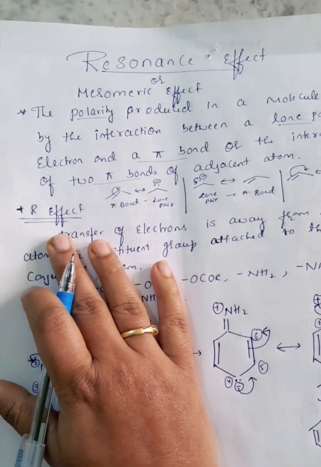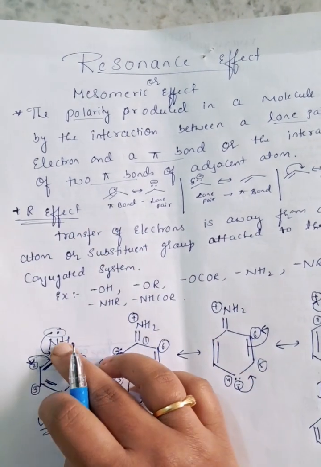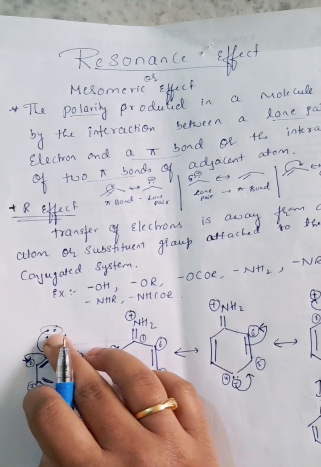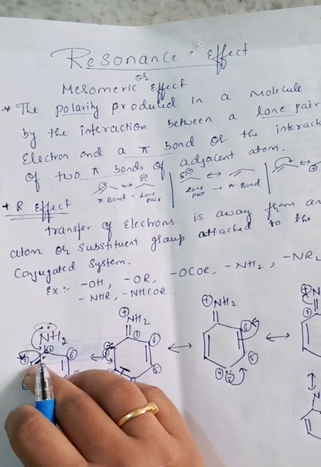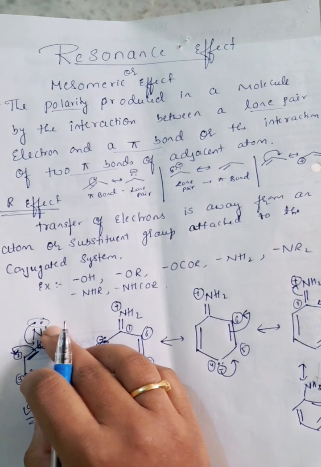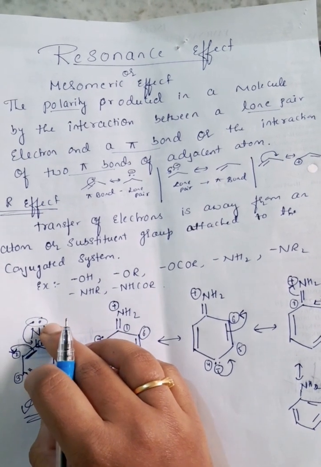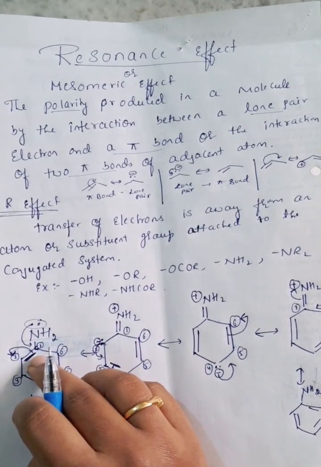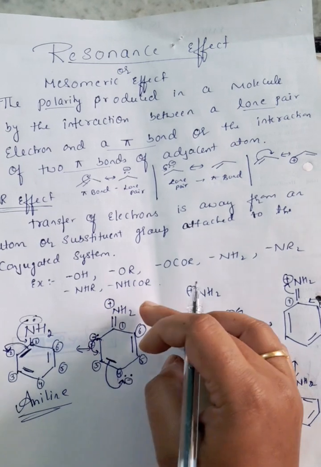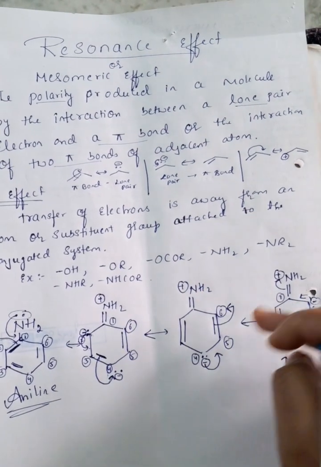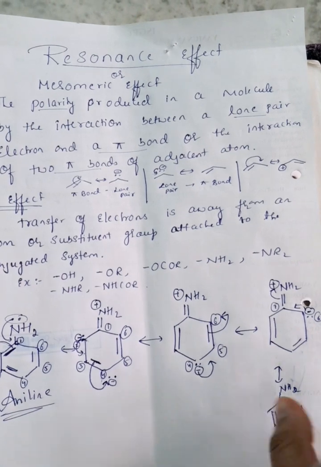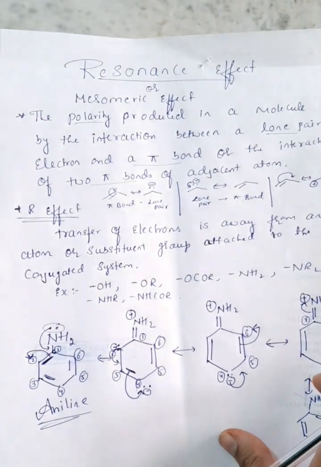This is showing a plus R effect because the lone pair of electrons of the NH2 group is polarizing. There is an interaction between the lone pair of the nitrogen group and the pi electrons of the benzene ring, and as a result polarity has been created. Polarity is nothing but this positive and negative charge created by them. So this is the plus R effect.